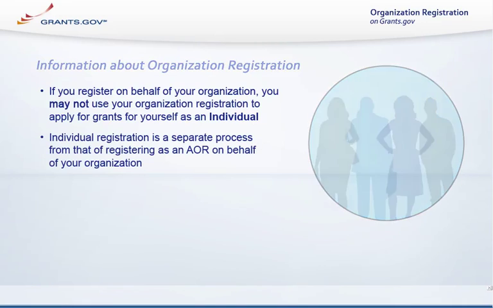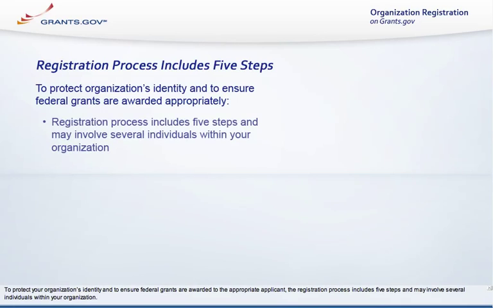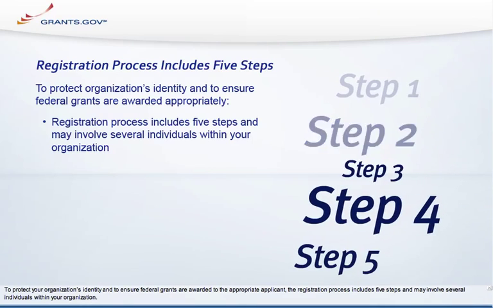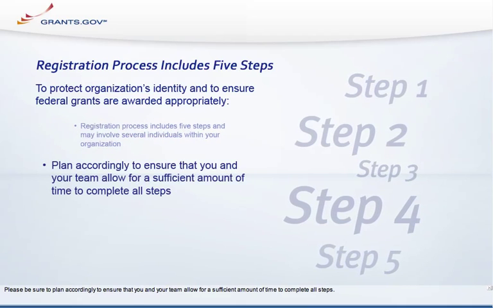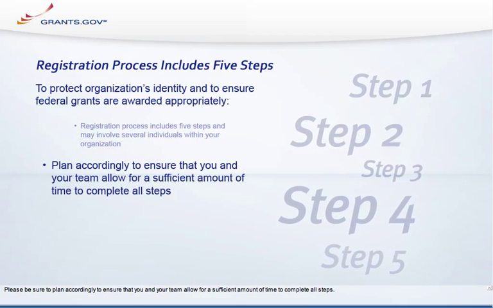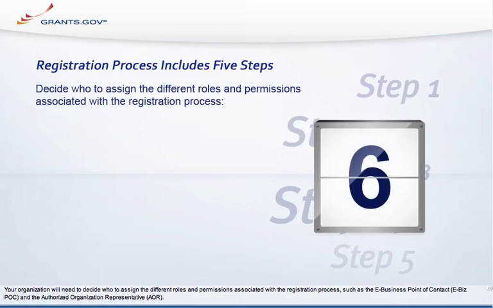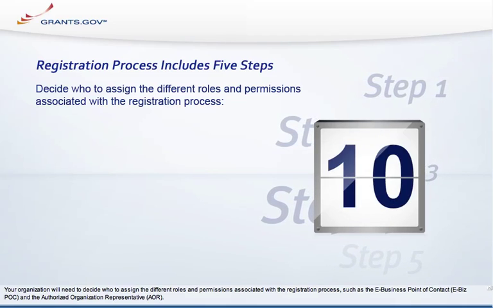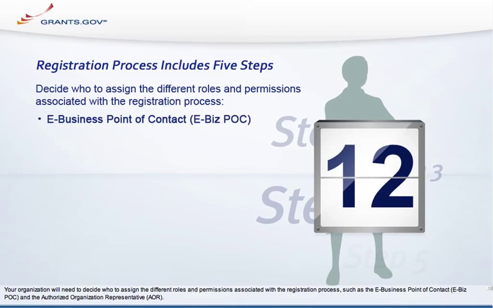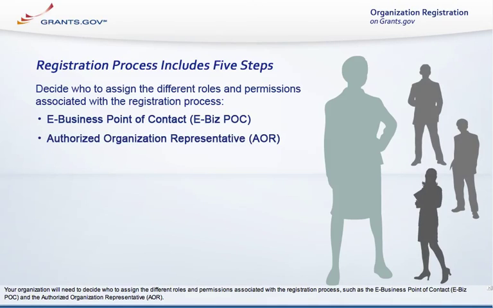Individual registration is a separate process from that of registering as an AOR on behalf of your organization. To protect your organization's identity and to ensure federal grants are awarded to the appropriate applicant, the registration process includes 5 steps and may involve several individuals within your organization. Please be sure to plan accordingly to ensure that you and your team allow for a sufficient amount of time to complete all steps. Your organization will need to decide who to assign the different roles and permissions associated with the registration process, such as the e-business point of contact, e-biz POC, and the Authorized Organization Representative, AOR.